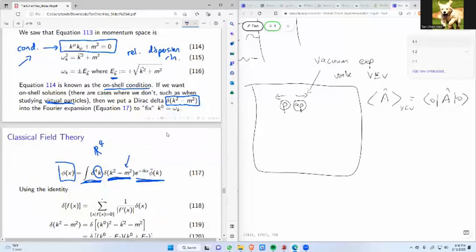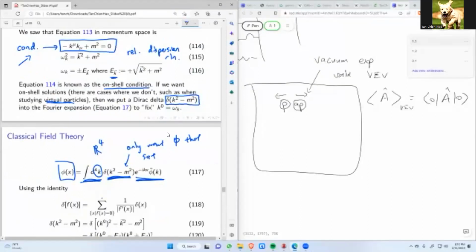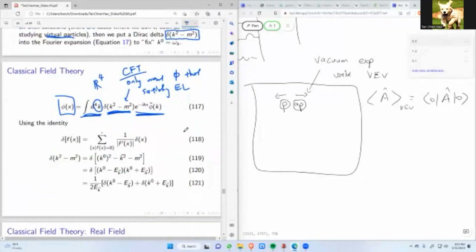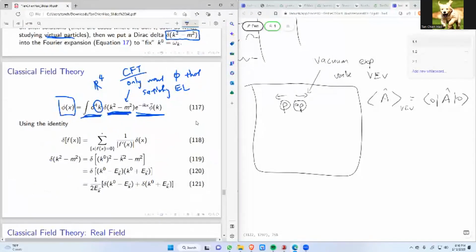And this is basically saying that we only want fields phi that satisfy Euler-Lagrange. For classical field theory, we only want the fields phi that satisfy the Euler-Lagrange equations. If not, they're not real, they cannot be physical fields. So we put this condition over here, and remember, the Dirac delta is a function that is basically 1 or infinity.